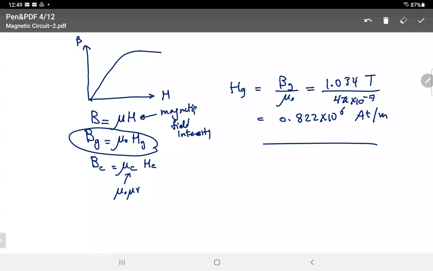Pardon? What are those units? 18 per meter. And let me just make it here, and I'll tell you why the unit looks like that.